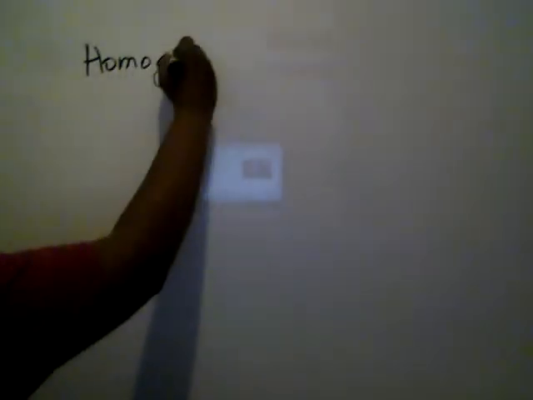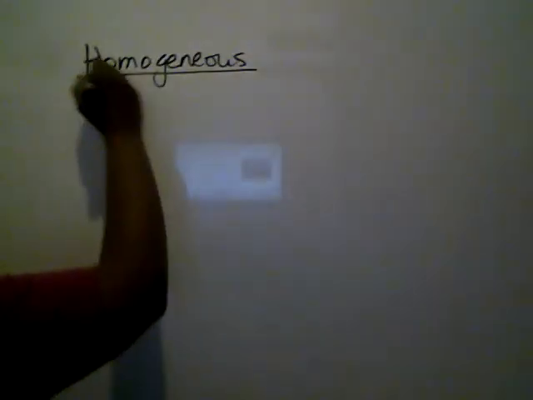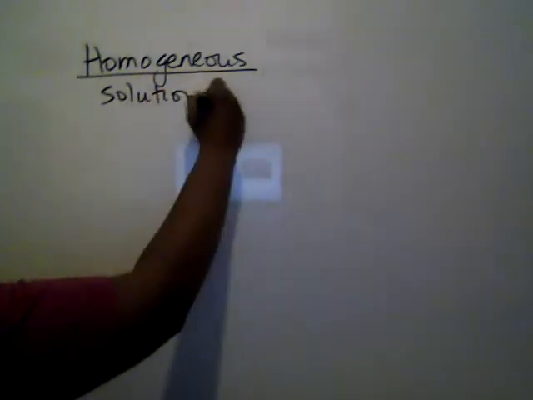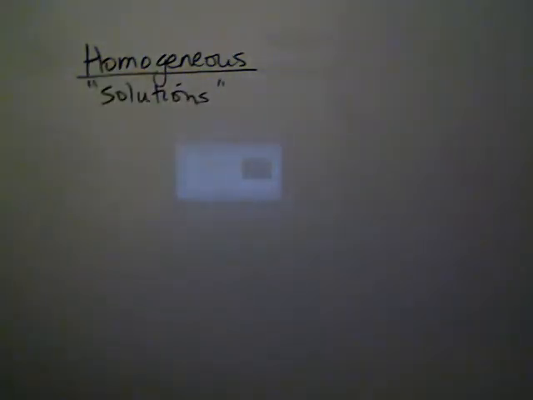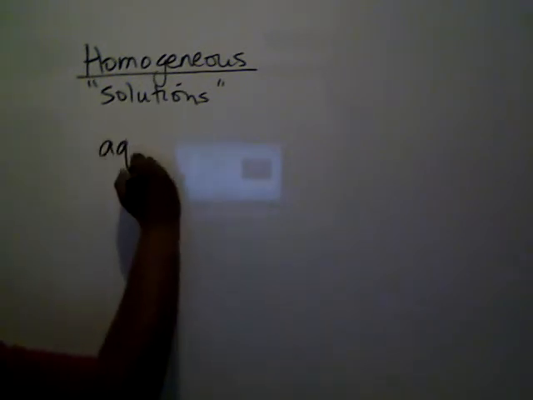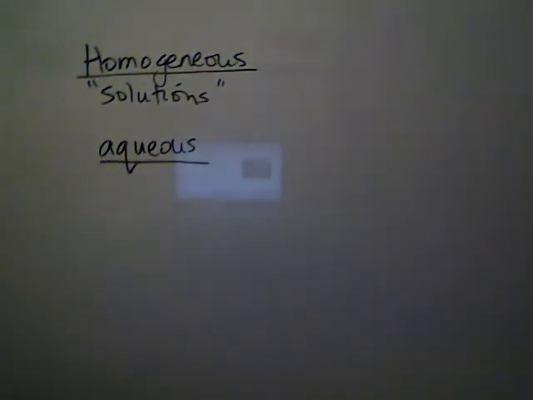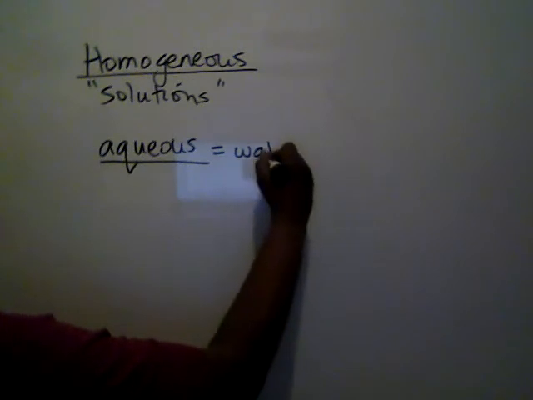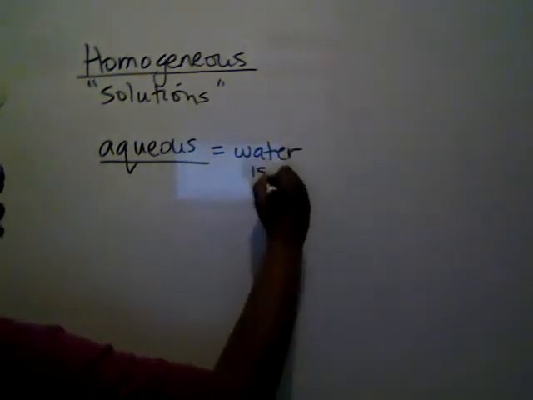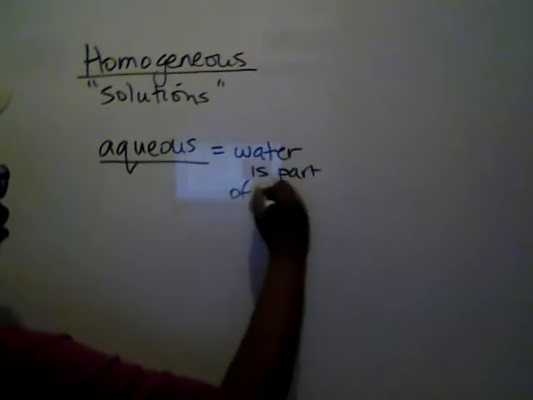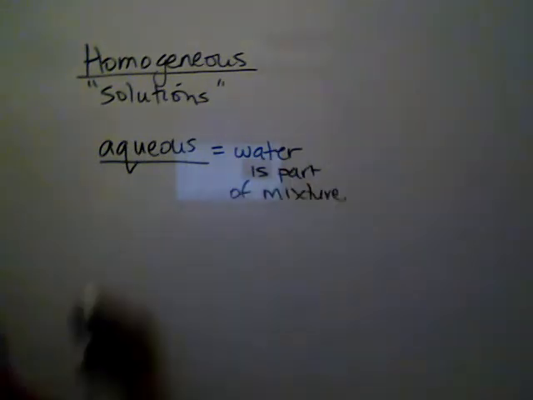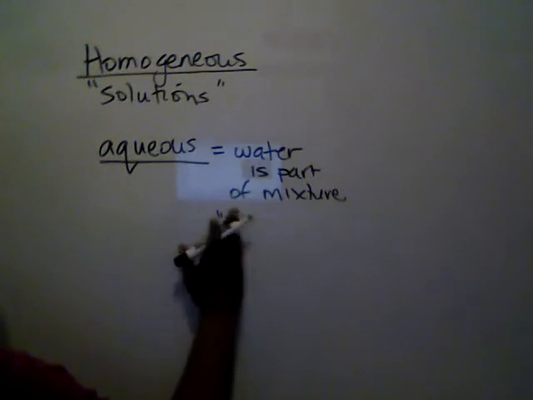Okay, so now if we focus on just homogeneous mixtures, we're also going to use the word solutions. So we said homogeneous and solutions are synonymous. We can kind of use those words interchangeably. One important word to know, if you aren't sure what it means already, is aqueous. If they say something is aqueous, that means that water is in it, or water is part of the mixture. Another way of thinking about this too is that if it's aqueous, that means it's dissolved in water.